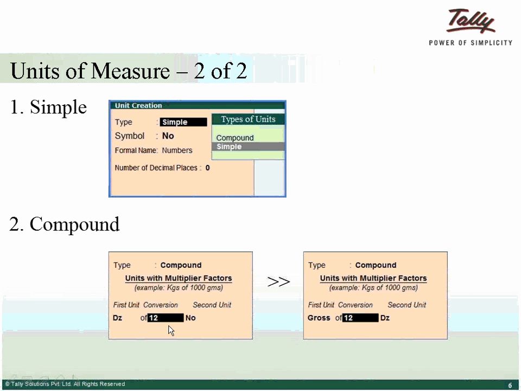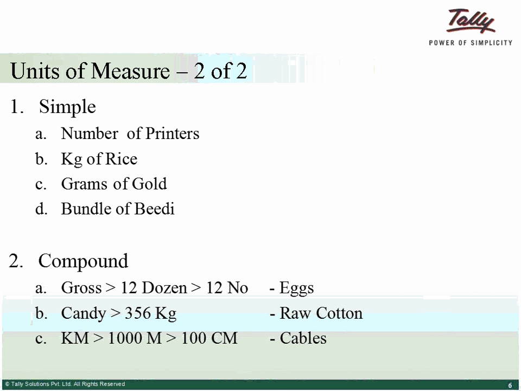Now, let's create a simple unit as given in the screen. Say we'll create number of printers, kg of rice, grams of gold, bundle of PD.